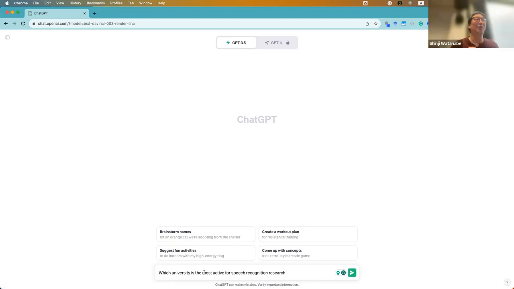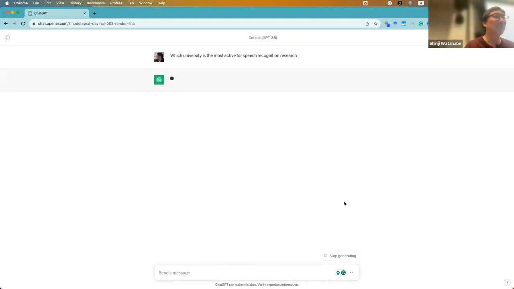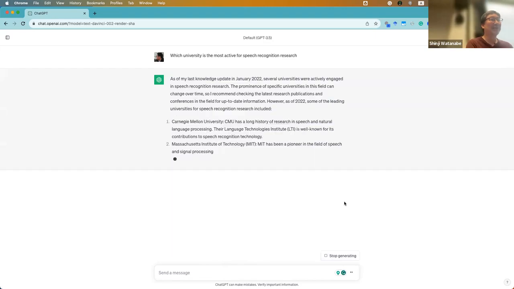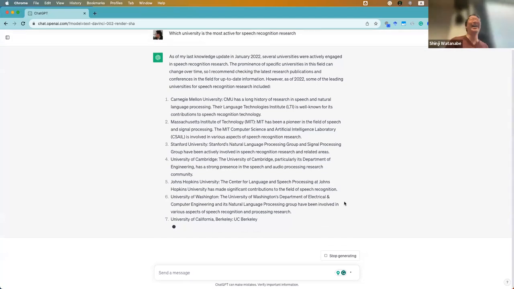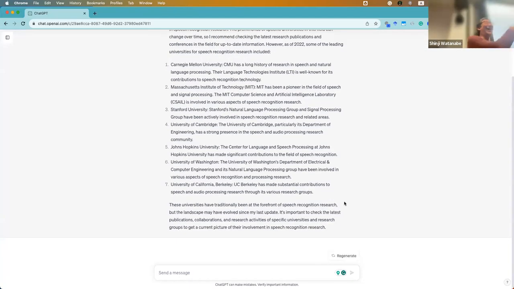Let's ask: which university is the most active for speech recognition research? Carnegie Mellon. By the way, I tried it many times. This is not a deterministic algorithm, so it has some fluctuation. But still, every time Carnegie Mellon is getting top rank. Yeah, they're also talking about the LTI, Language Technology Institute, right? Very cool, actually.